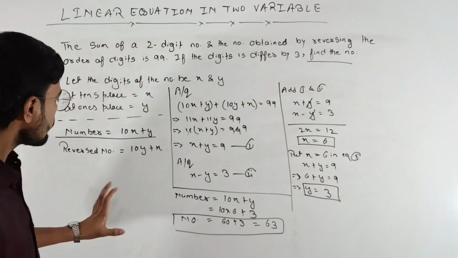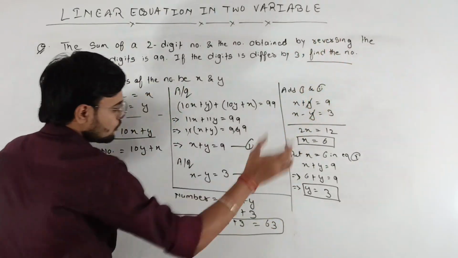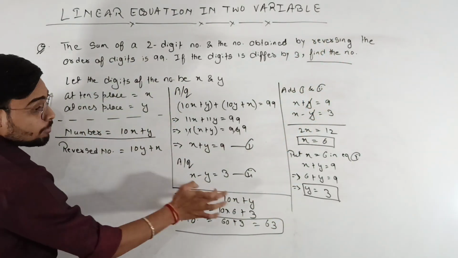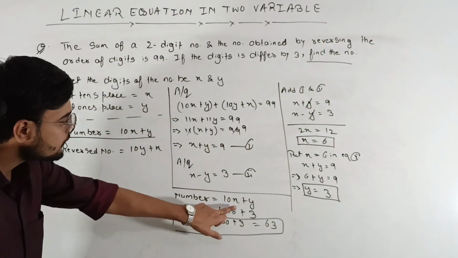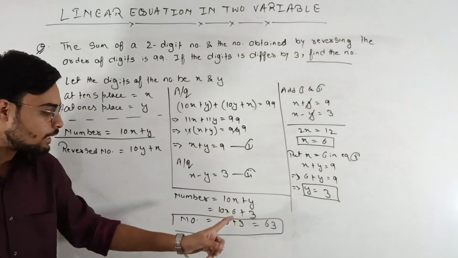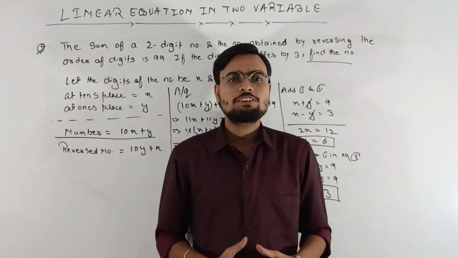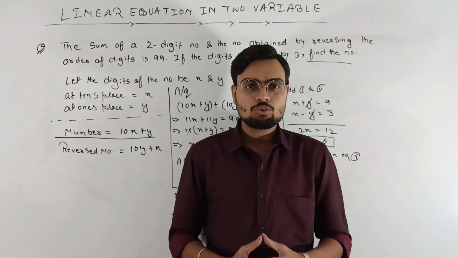Understood? Now look, but we don't have to find the digits. We have to find the number. So original number is 10x plus y. So in place of x I put the value 6 and y is 3. So 10 into 6 plus 3, that is 60 plus 3, and the number is 63. Understood? Now here our chapter, linear equations in two variables, is over.